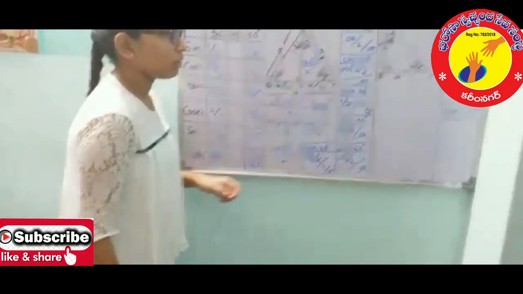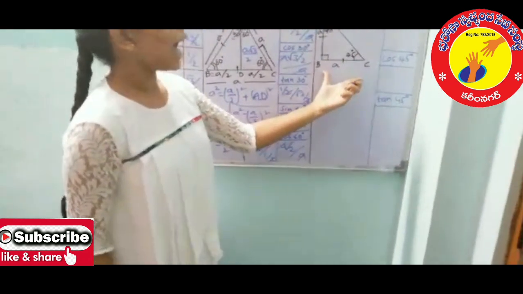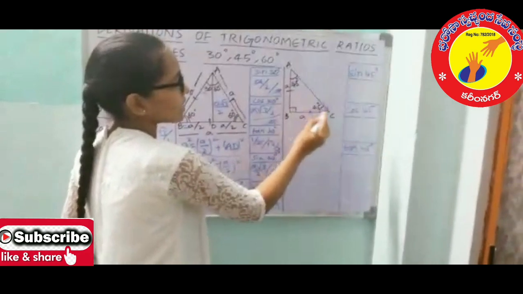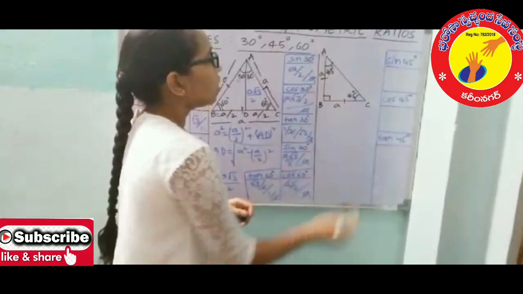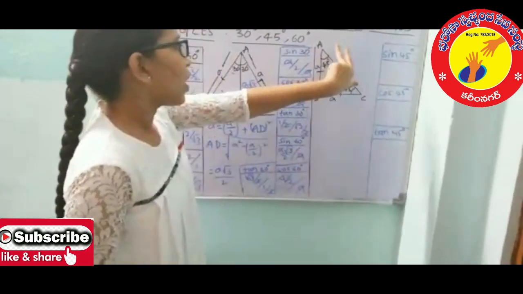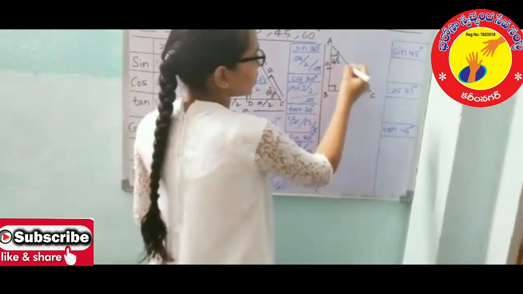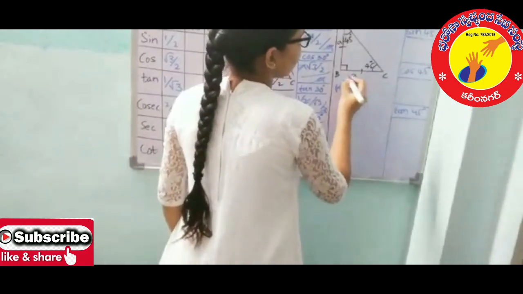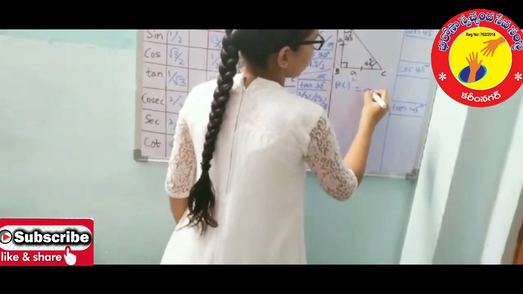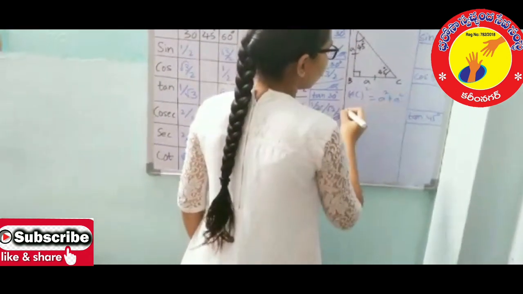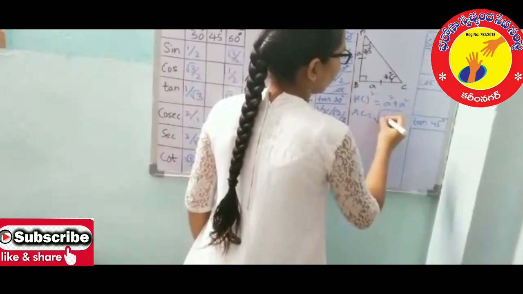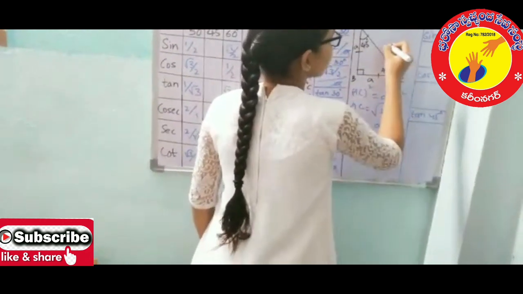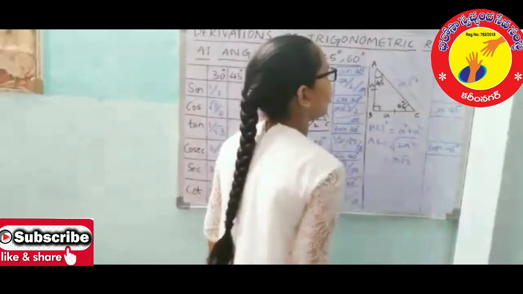Now let's go with 45. Here this is an isosceles right angle triangle where AB is equal to BC and angle A is equal to angle C, that is 45 degrees. Now let's find the side AC. As we know, this is the hypotenuse. So hypotenuse square, that is AC square, is equal to AB square plus BC square, that is A square plus A square. So AC is equal to under root 2A square, which is equal to A root 2. So A root 2 is the value of side AC.